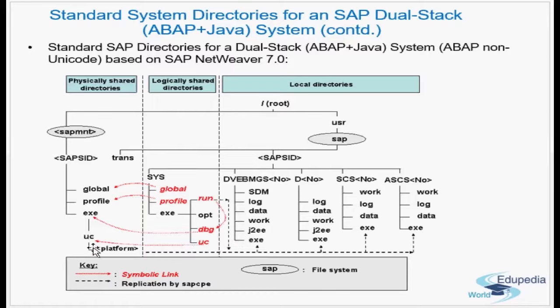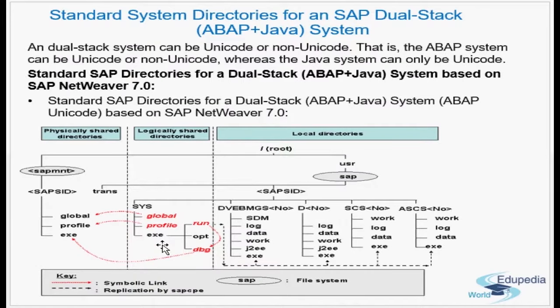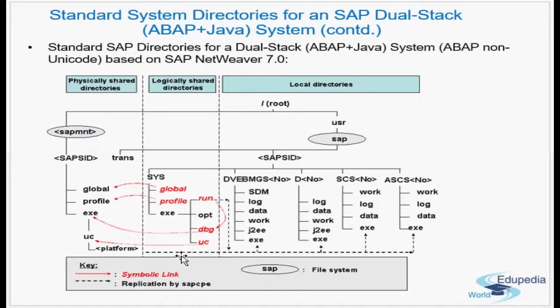Okay, and here again the replication is made from, see here the replication when ABAP is Unicode, the instance exes are replicated from sysexe. However, here the instance exes are replicated from this run only, but in addition with this Unicode also. So that is a slight difference. Here you have one more subdirectory in sysexe and SAP MNT exe, that is UC. So this is when ABAP is non-Unicode.